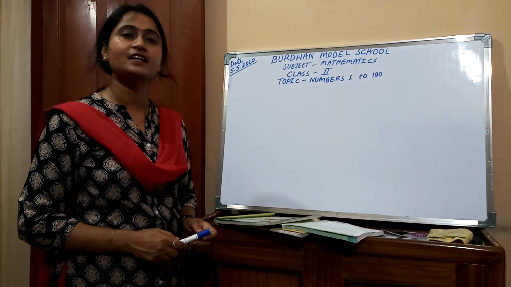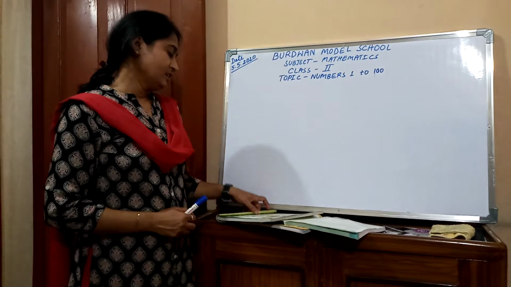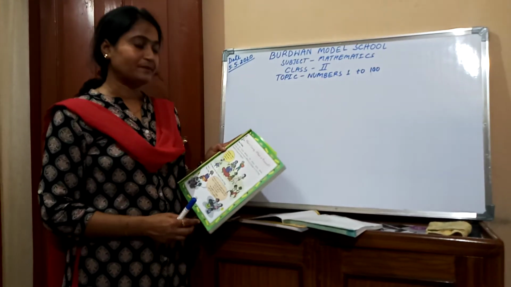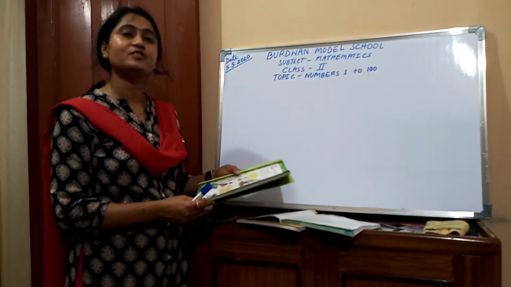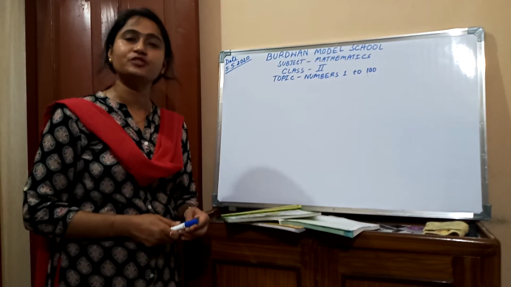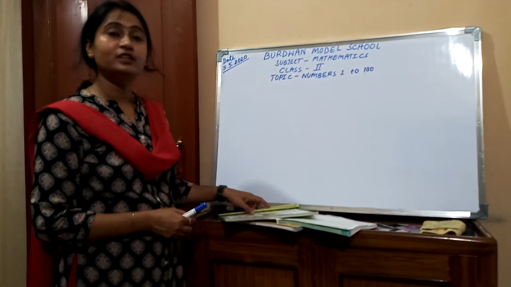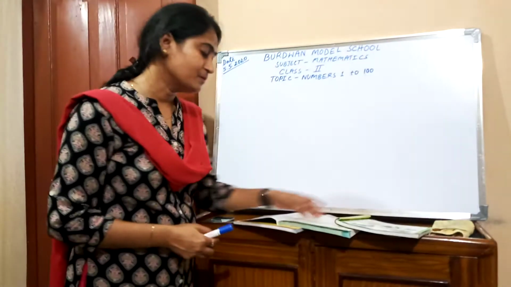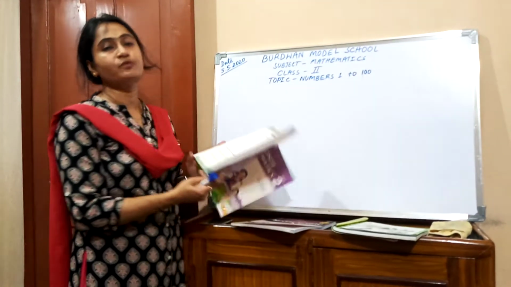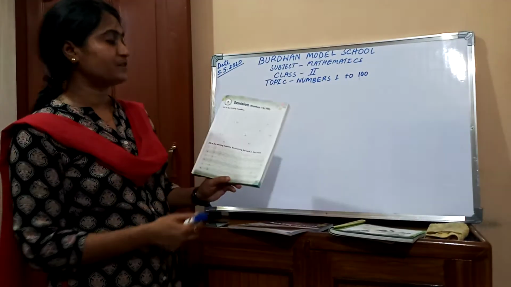Let's start today's class 2. In your Math Magic book, chapter number 1 is related to chapter number 15 in the Math Composite book. Both chapters are completed. Today we will do the Math Composite book. Please all of you open your Math Composite book, the first chapter.